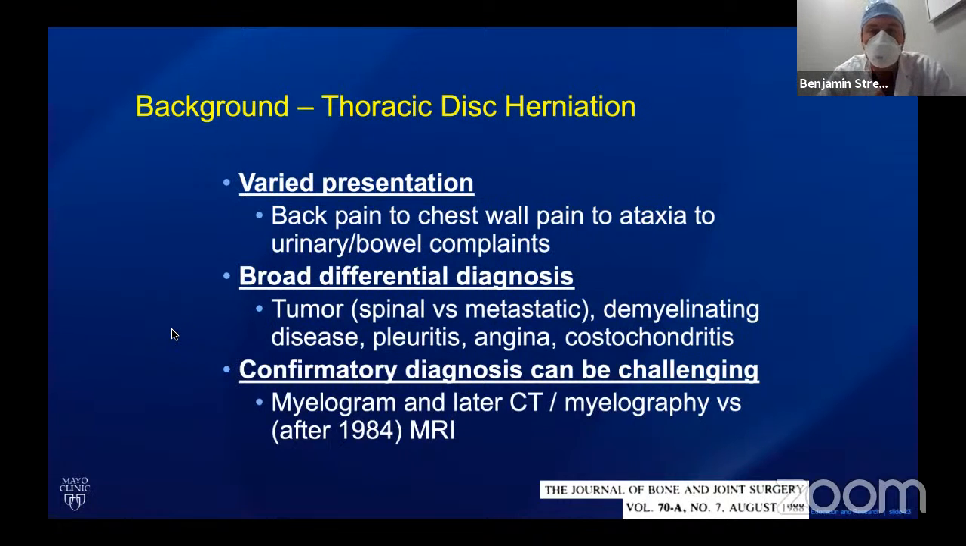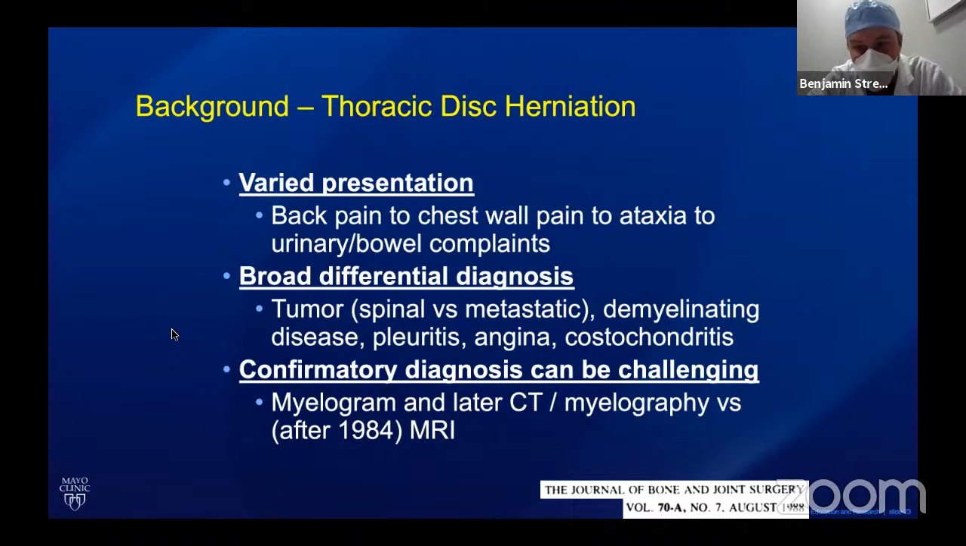The back pain versus chest wall pain versus ataxia, there are multiple different organ and body systems that have to be not only elicited on history, but then verified on physical exam to rule out these classic mimickers, whether it's a tumor, a demyelinating disease, lung or chest complaints, costochondritis and mechanical chest wall pain.